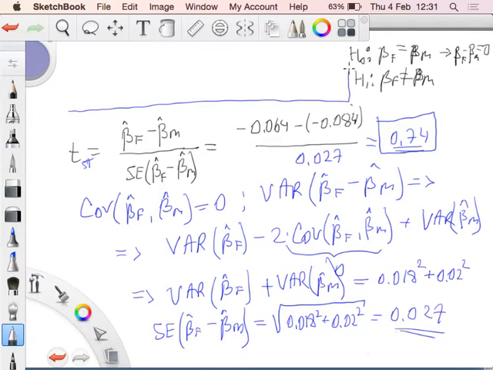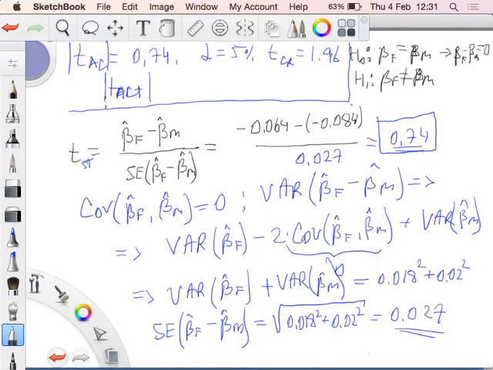Now it's decision time. If our t actual is in absolute value 0.74 and alpha equal to 5%, t critical will be 1.96, then t actual is certainly less than t critical. So reject null. Well, H null. So we reject the null hypothesis of no difference.